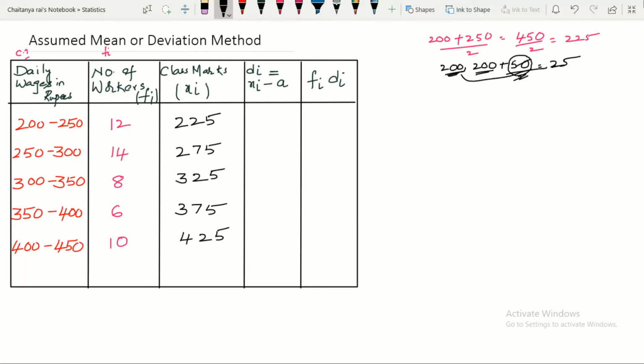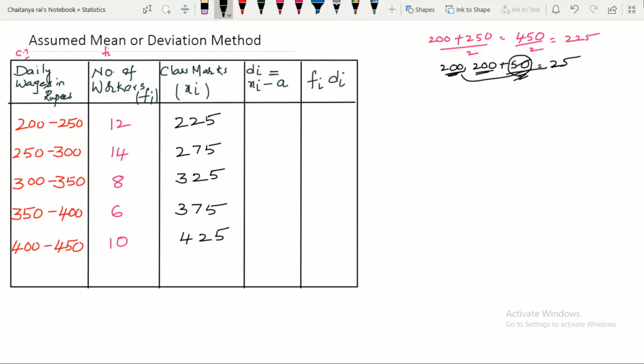You see here, Xi is 200 and odd, this is 200 and odd, this is 400 and odd. These are very big numbers. So we'll reduce them to small numbers to make our calculations a little bit easier, so that we can get the answer very easily. How are we going to do this? It is very easy, very simple.